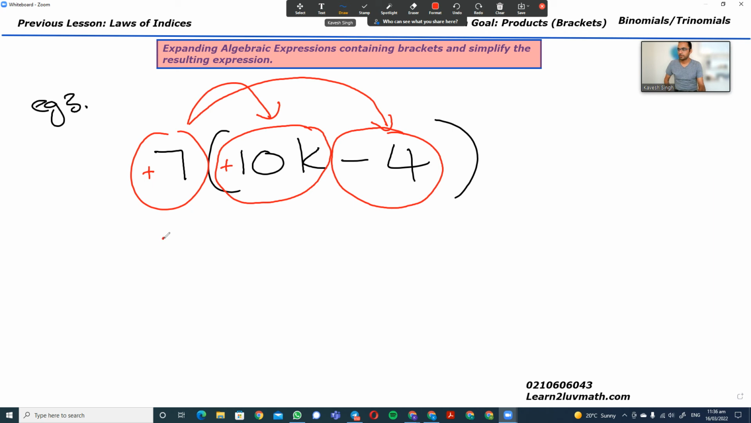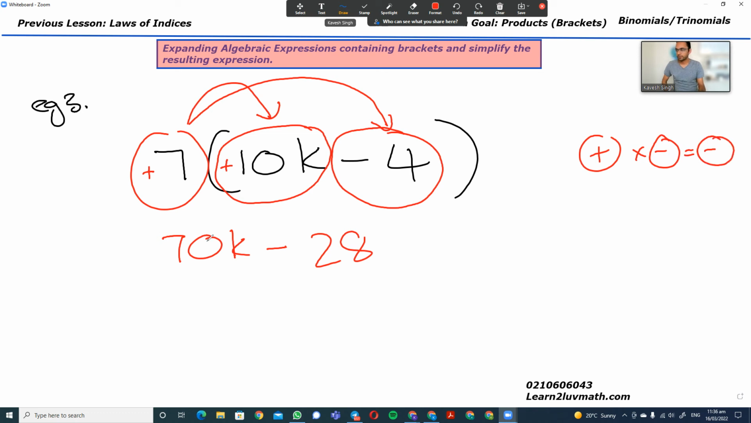7 times 10 gets me 70, and the k stays right next to it. So 7 times 10k is 70k. Okay, you've got to remember your algebra. 7 multiplies by 4 to get me 28, and a positive and a negative becomes a negative. So negative 28. Positive times a negative gets you a negative. We can't go any further than this because these two are not like terms.